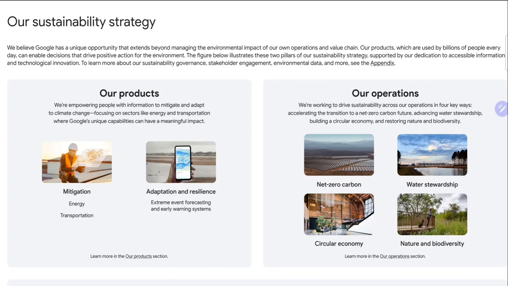So let's see, Google has a unique opportunity that extends beyond managing the environmental impact to our operations, and it is written here value chain as well. Our products, which are used by billions of people every day, can enable decisions that drive positive action. So this is what we are talking about, the positive impact to the environment. Okay, and the figure below illustrates these two pillars: sustainability studies supported by our dedication to accessible information. So these are two, like what are the products, mitigation, energy, transportation, adaptation, and resilience. And in the operations, there are certain key pillars, focus areas: net zero carbon, water stewardship, nature and biodiversity, and circular economy.